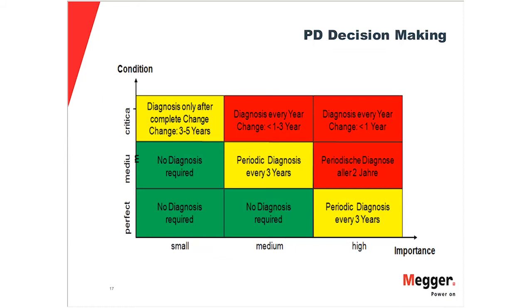Here another decision-making matrix. So here you have the condition of the cable on the left-hand side. On the right-hand side you have the importance of the circuit. So if you have a circuit which is in perfect condition, no PD at all, up to 1.7 U0, we would still recommend you to redo the test after 3 years instead of 10 years, because that's a critical circuit, and you want to make sure that that circuit doesn't fail to work all of a sudden.